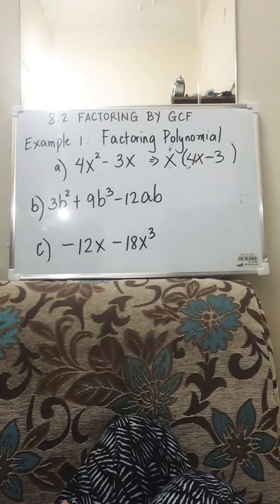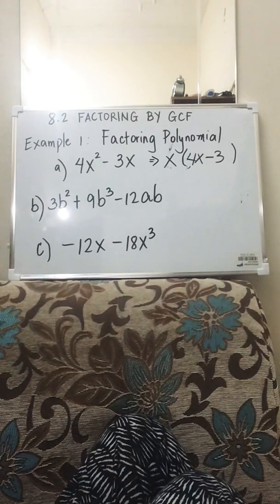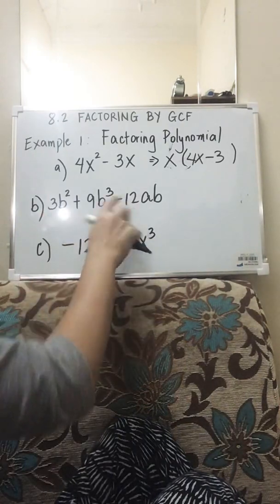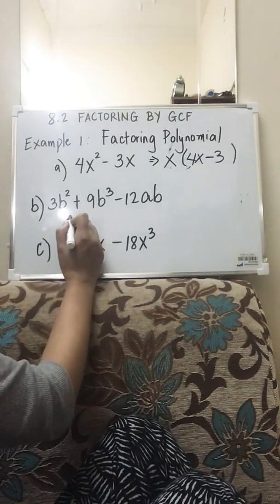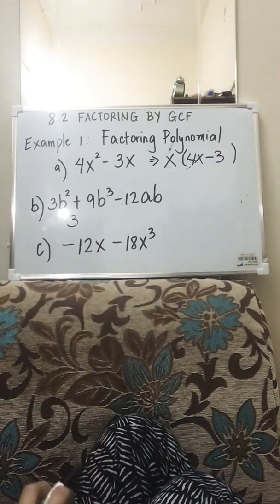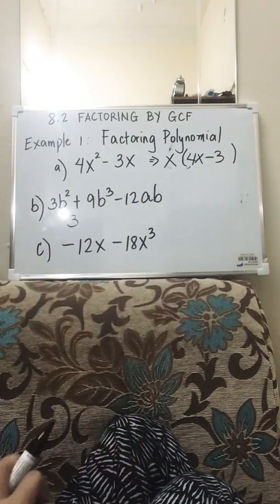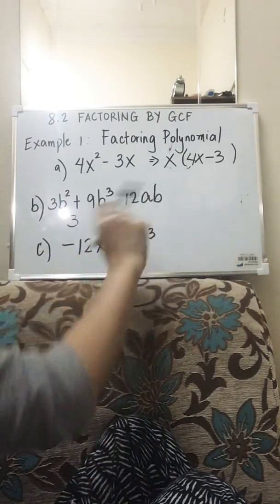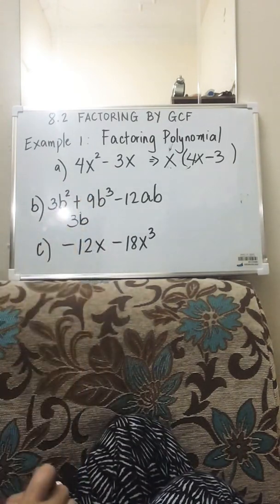Got it? Let's try another one. This one, what kind of polynomial? We have a trinomial. So let's take a look at the coefficients of this trinomial. We have 3, 9, and 12. What is the GCF of these 3 coefficients? That is 3. Now, let's take a look at the variables. b squared, b cubed, and ab. The b is common to the 3. What will be the GCF of b squared, b cubed, and ab? Take the lower exponent, and that is b. So that's the common factor.